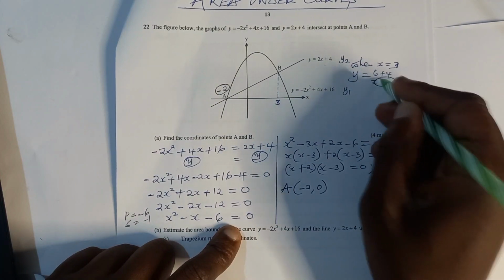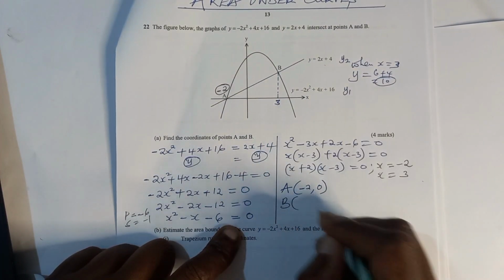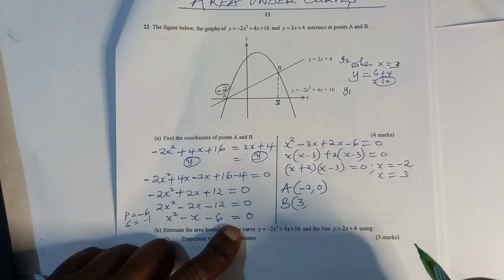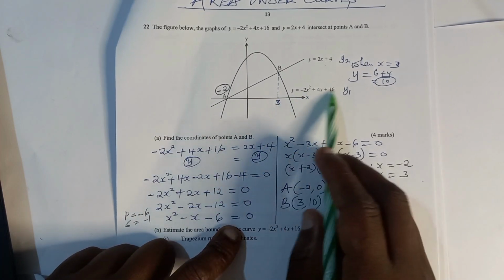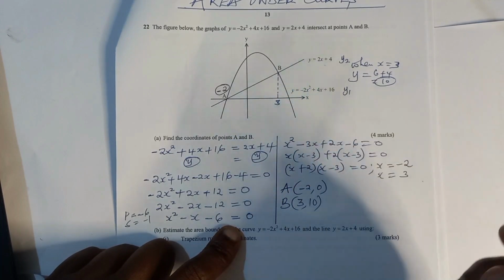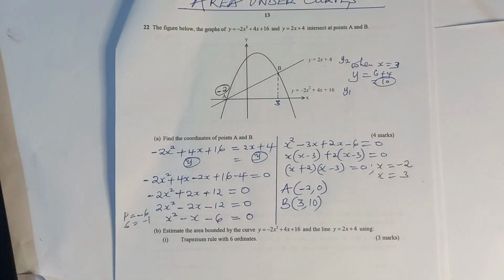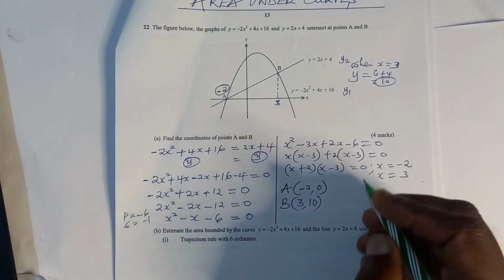So this will be 10. So therefore, for B, when x is 3, y will be 10. You still get the answer if you use this function. I've chosen the easiest one to use. So that is how you're supposed to work out the first part. That is part A. We've given the coordinates of points A and B.